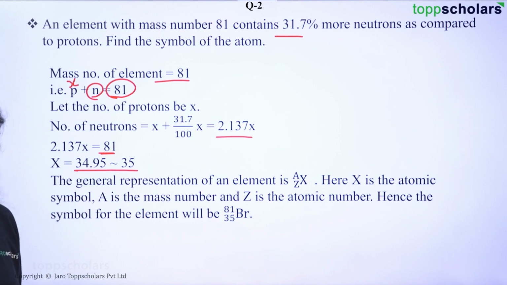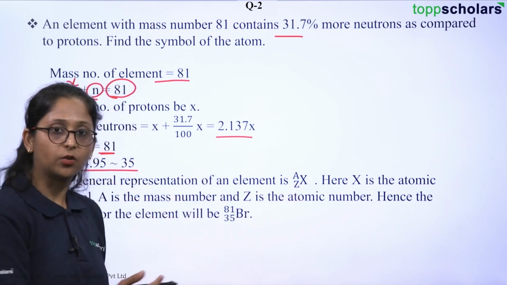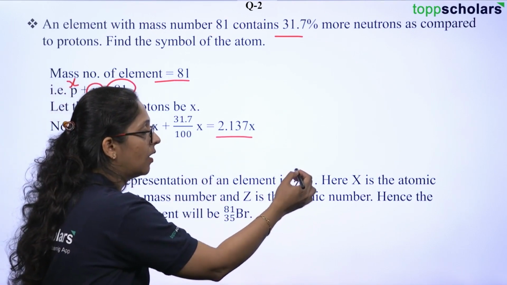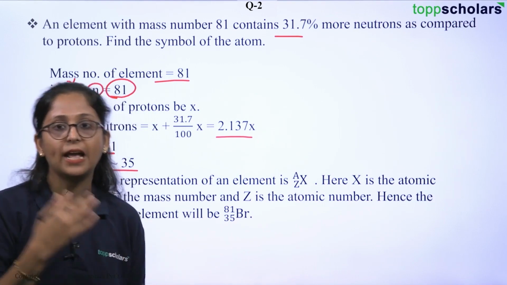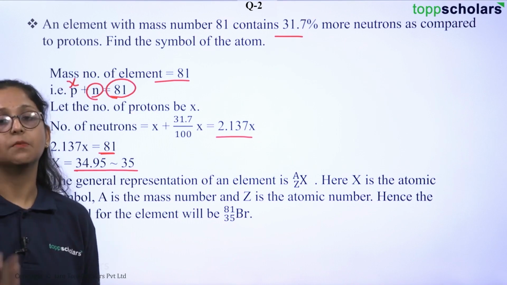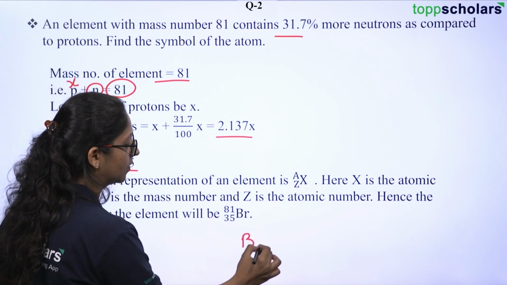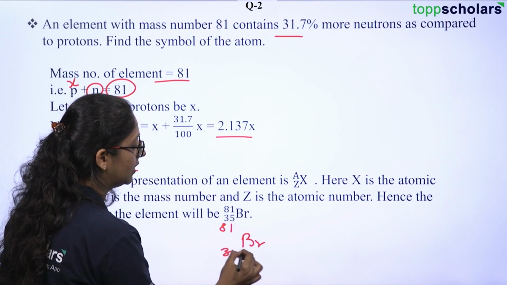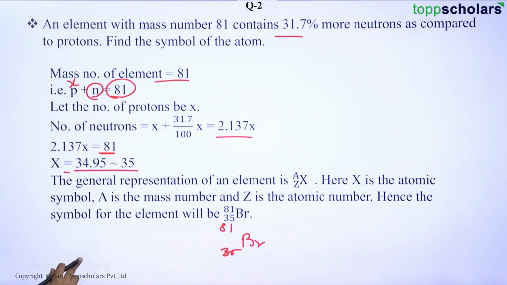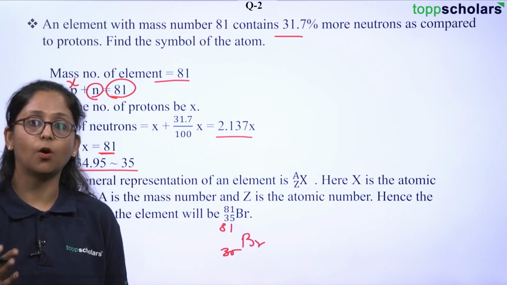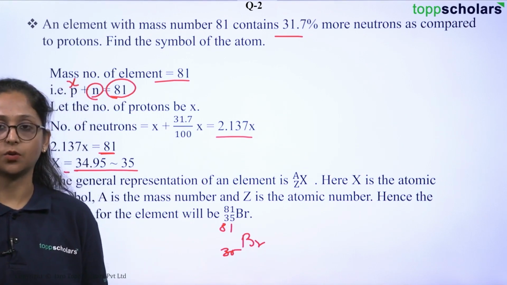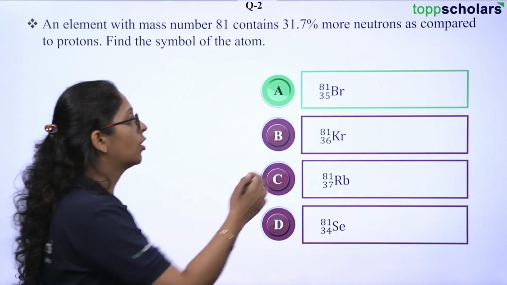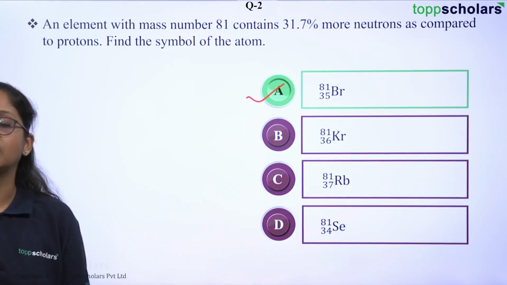So how can you represent this? So the general representation of the element, we can write it as X upon A, Z, right. So X is the atomic symbol, A is our mass number and Z is the atomic number. Hence the symbol of the element will become Br, which is 81/35. So 35 is the number of protons which is present and 81 is the mass number of the element, the total number of protons and neutrons. So the correct answer here is option A, that is 81/35 Br.